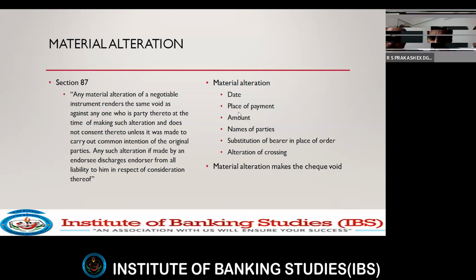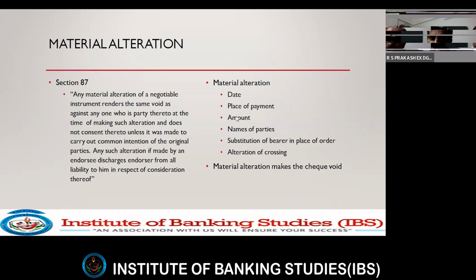Place of payment in a bill of exchange. If it is filled in, no material alteration. If it is altered, say in a bill of exchange, some business fellow, some seller, will direct the buyer to make payment in Chennai. That fellow changes Chennai to Coimbatore. Wrong, it's a material alteration.